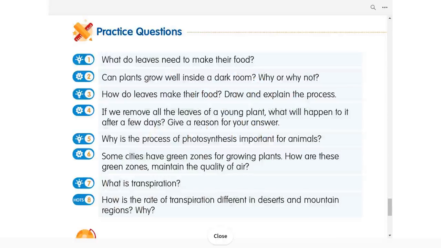Okay? Next, practice questions. As I already said, I am not going to give you answers in document form. I am only going to say the answers orally. So, listen carefully to the answers and check them in your notebooks. Okay? In your content book, first question, what do leaves need to make their food?